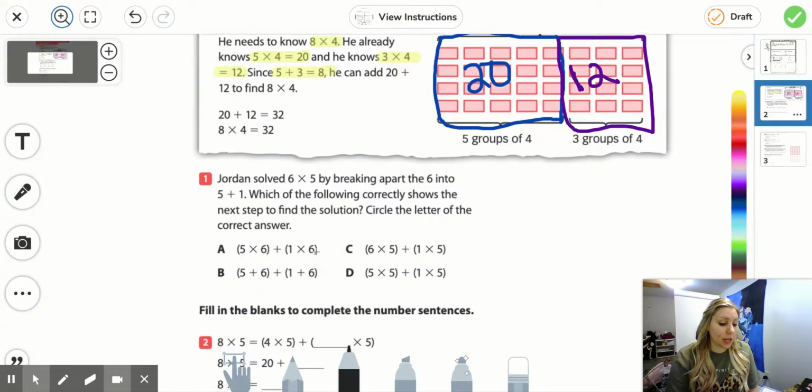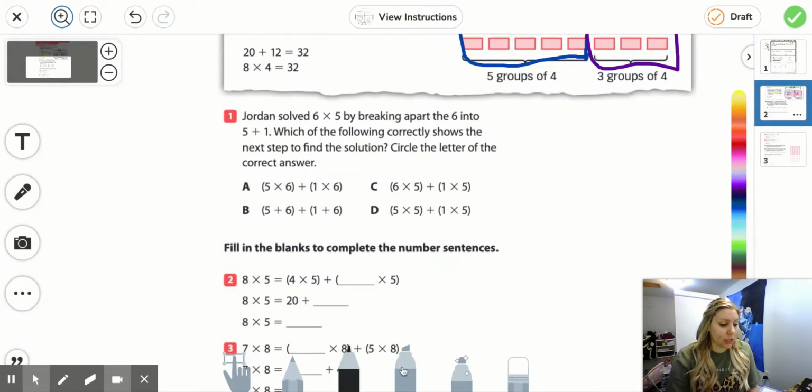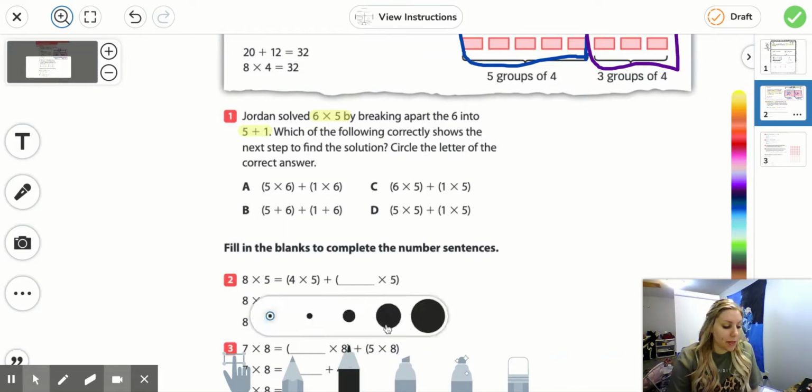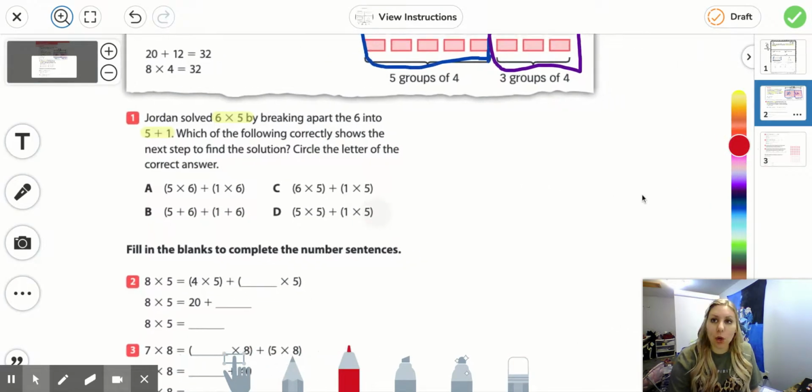So let's look at our first problem. It says that Jordan solved 6 times 5 by breaking apart the 6 into 5 plus 1. Which of the following correctly shows the next step to find his solution? Circle the letter of the correct answer. So when I look at this problem, they had the original problem of 6 times 5. So I'm going to make a quick array to show that. Go ahead and draw this on yours as well.